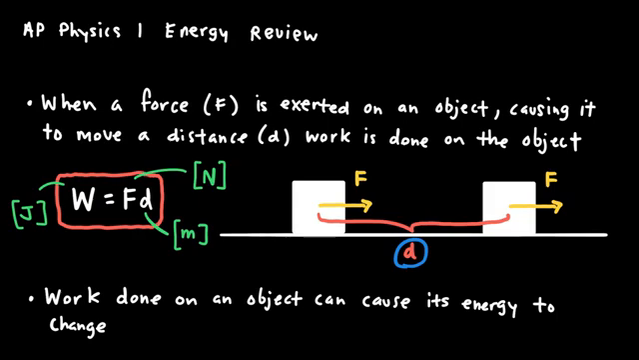And we say that the work done on that object causes its energy to change. Maybe that makes sense because if I exert a force on an object to lift it up, I can change its height. And if I use a force to move an object to the right and give it some speed, then that work is causing the object to speed up. And so work can increase or decrease the energy of an object.